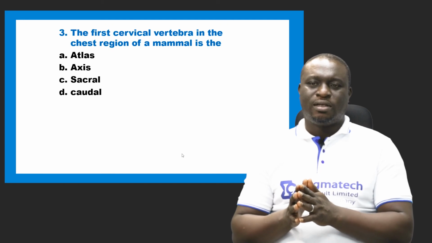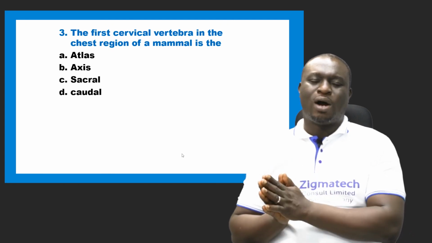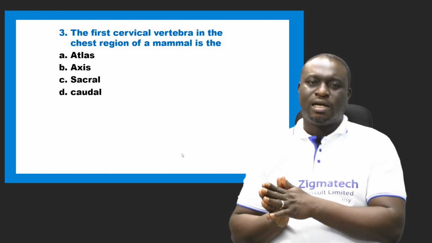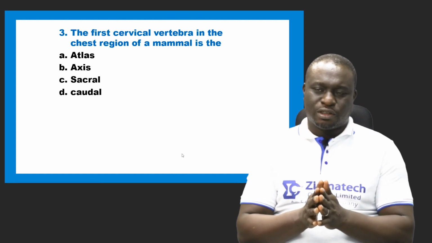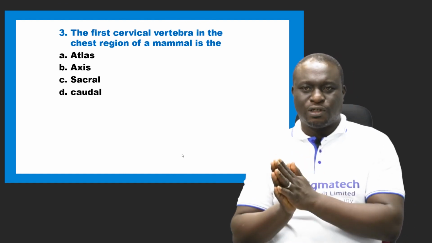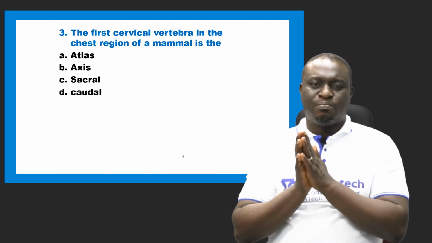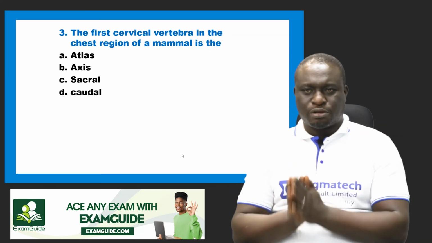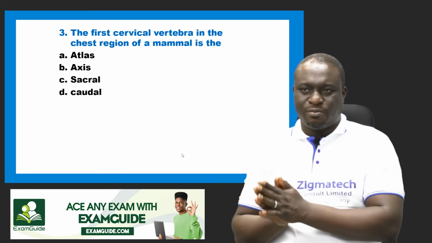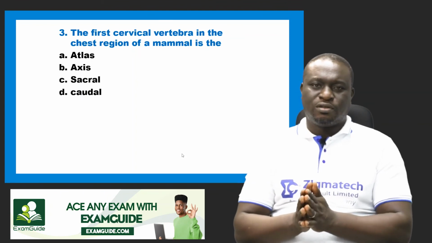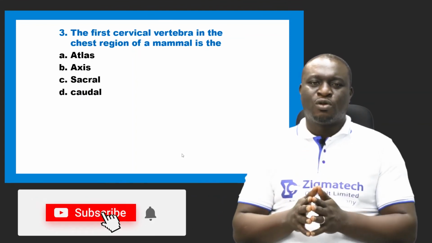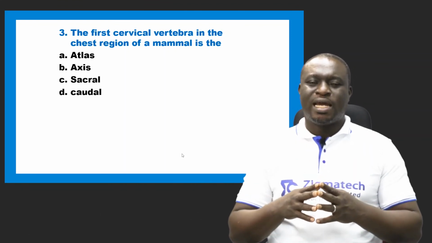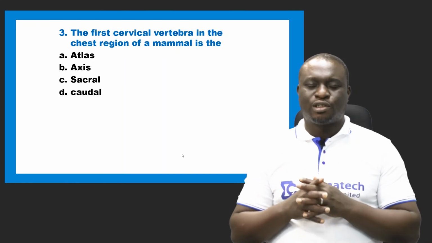Now, sacral is located at the lower abdomen, not at the neck region. And then option D is caudal, which is at the tail region, which is not what the question demands, neck region. Option B is axis. Yes, it is located at the neck region, but it is the second cervical vertebra. So the correct answer to this is A, which is atlas. Atlas is the first cervical vertebra in the neck region and not the chest region.